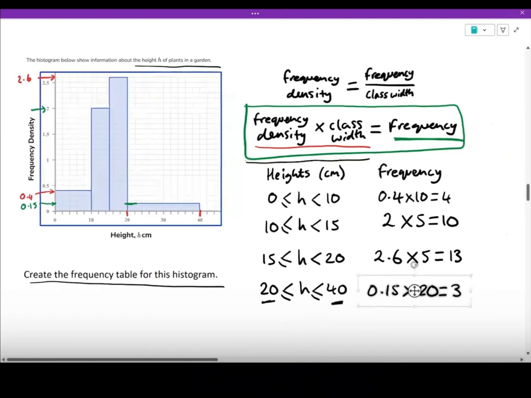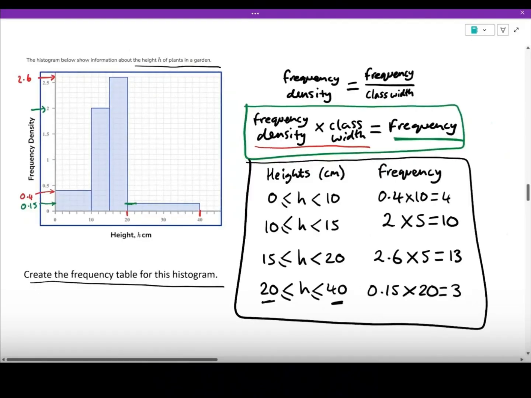And then we have ourselves a complete frequency table, which you could then utilize in many ways, such as estimating the mean or estimating the median and so on. Now let's have a look at completing a partially created histogram or table.